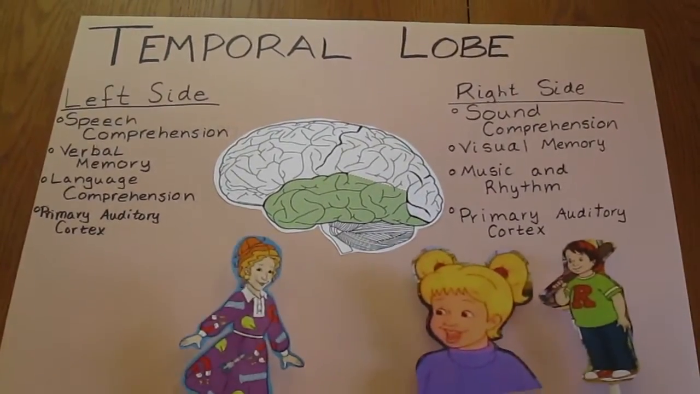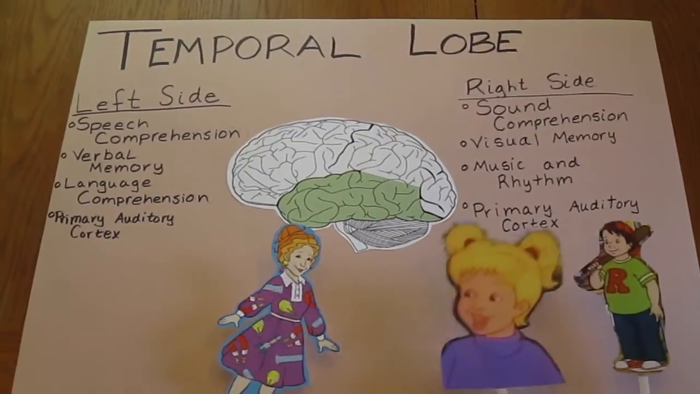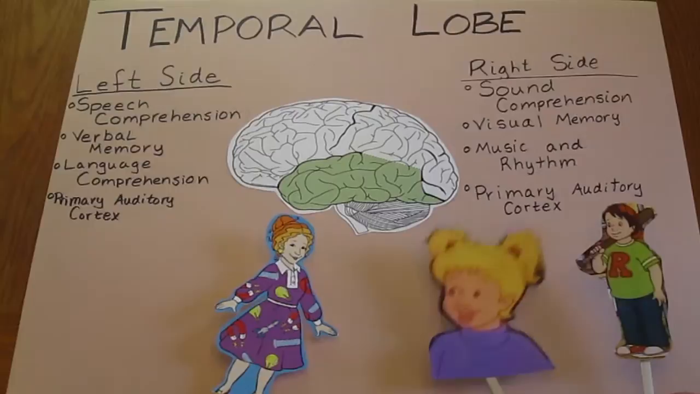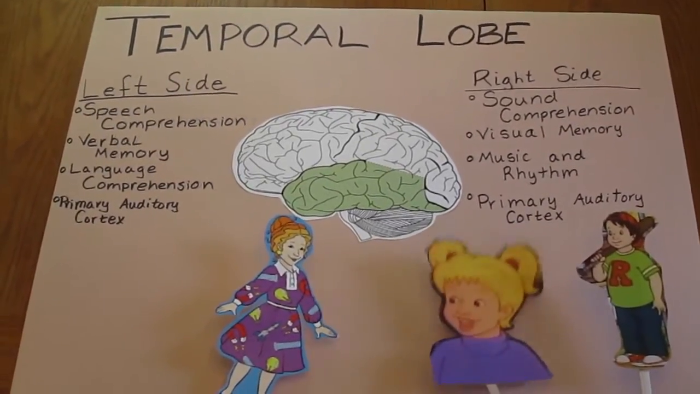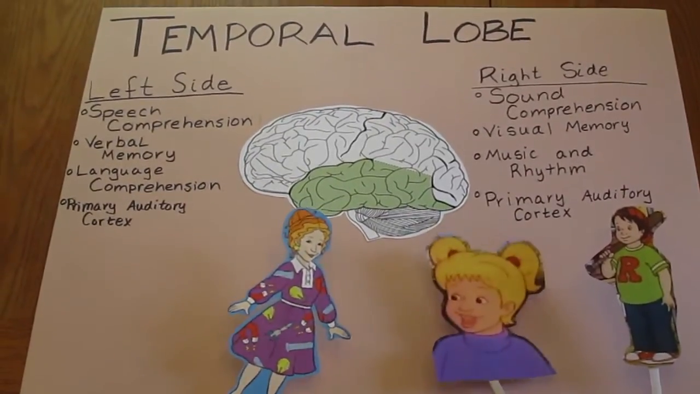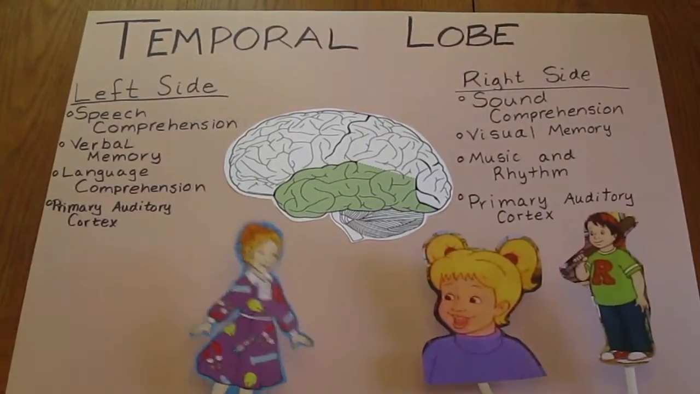Who wants to start? According to my research, functions of the temporal lobes include sound comprehension and hearing. More specifically, the left lobe is for language comprehension and verbal memory, while the right temporal lobe processes environmental sounds, music, rhythm, and visual memory. Great job! So what happens when things go wrong here?